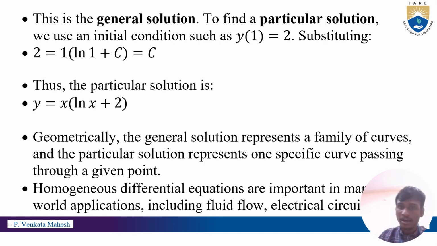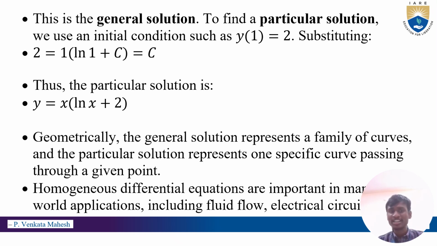Now, to find a particular solution, we have to take a boundary or initial condition, right? So we use the condition y of 1 is equal to 2. Now let us substitute y is equal to 2 in the equation we got: y is equal to x into (log x plus c). Now 2 is equal to 1 into (log 1 plus c), that is, c is equal to 2. Therefore, the particular solution is y is equal to x into (ln x plus 2).